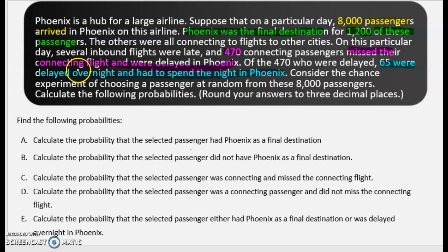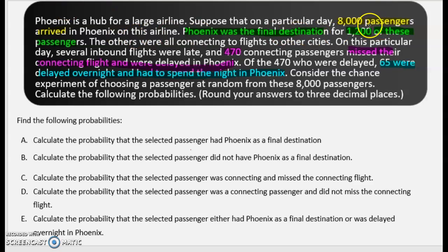Okay, and then we're going to go ahead and figure out a few other things. Calculate the following probabilities, and they want us to consider the chance experiment of choosing a passenger at random from 8,000 passengers and round our answer to the nearest 3 decimal places. So part A says calculate the probability that the selected passenger had Phoenix as a final destination.